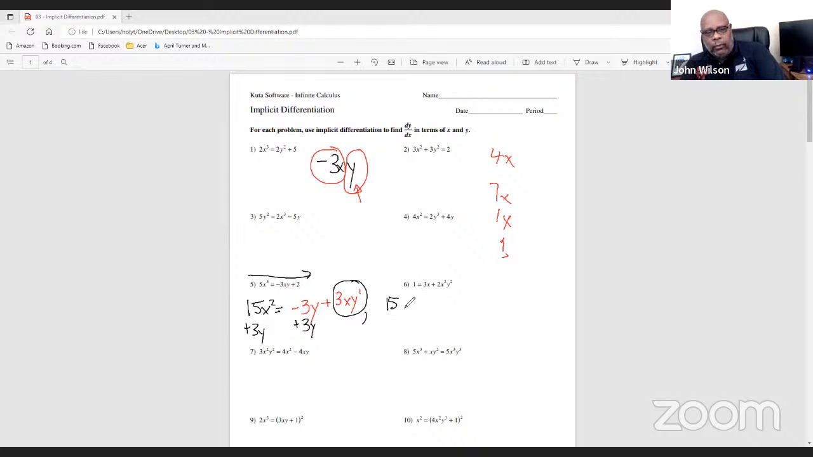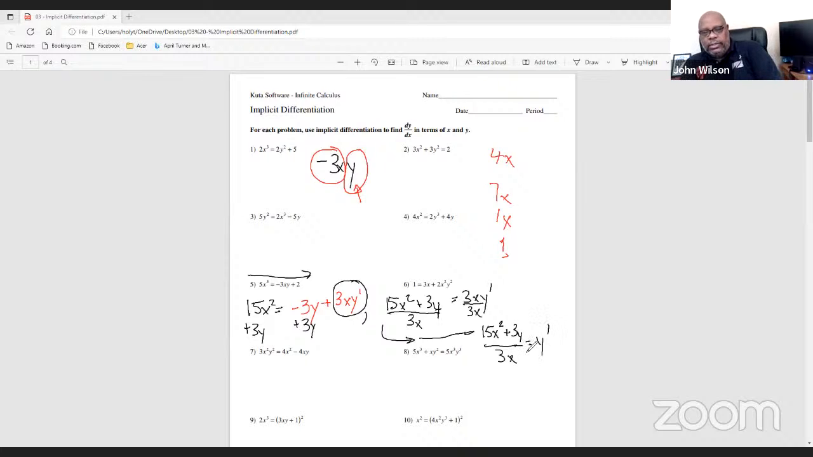15x squared plus 3y is equal to 3xy prime. Okay? Now we have to solve for y prime. So we're going to divide both sides by 3x. And we get this big old fraction, 15x squared plus 3y over 3x equals y prime.